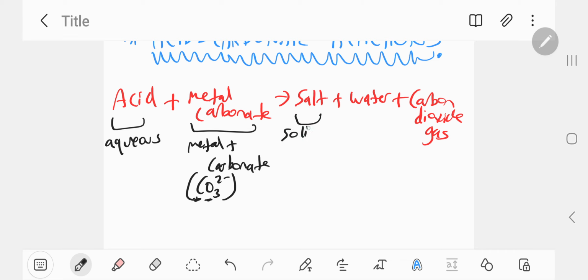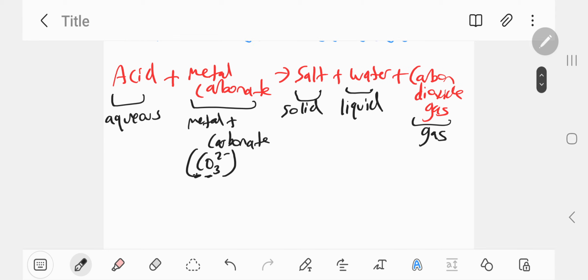The salt is a solid that's formed. The water is typically a liquid. And the carbon dioxide gas, as the name suggests, is a gas.